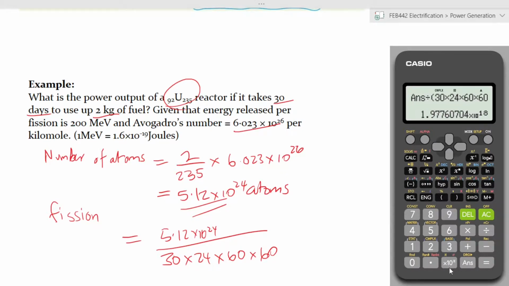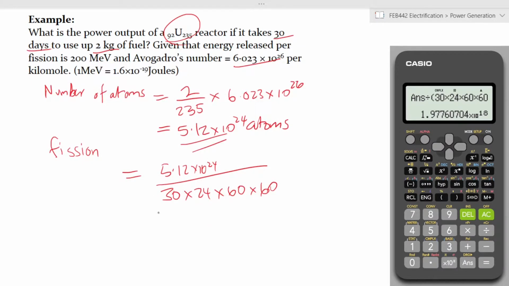which then gives us 1.9773 times 10 to the power 18. That's the number of fissions that we can have. 1.977 times 10 to the power 18 fissions.